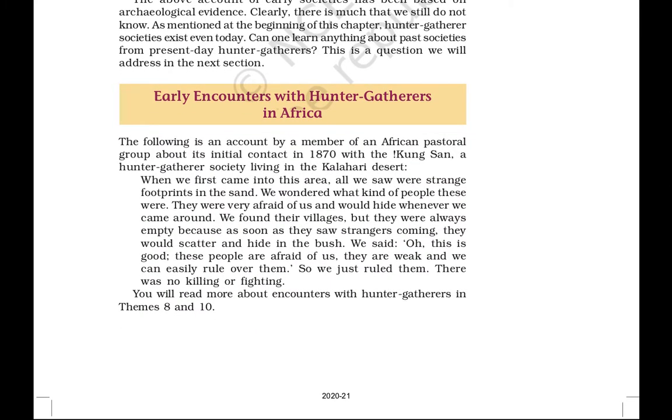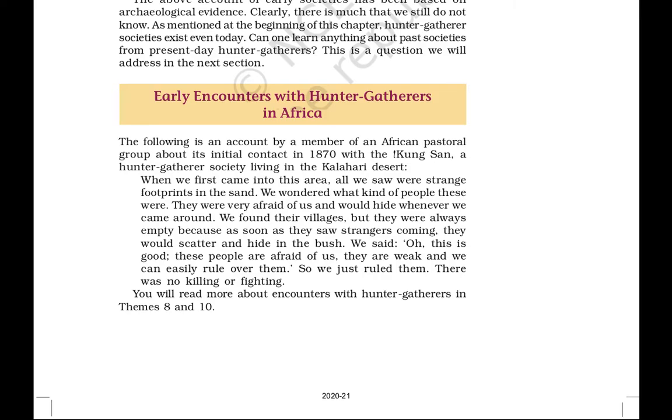Early encounters with hunter gatherers in Africa. The following is an account by a member of an African pastoral group about its initial contact in 1870 with the Kungsan, a hunter gatherer society living in the Kalahari Desert.